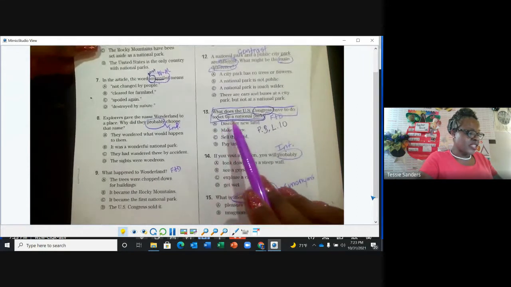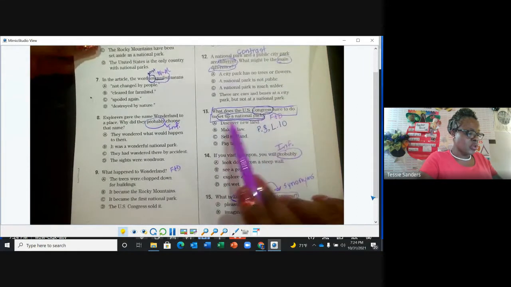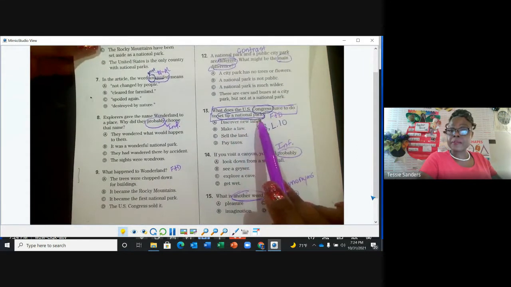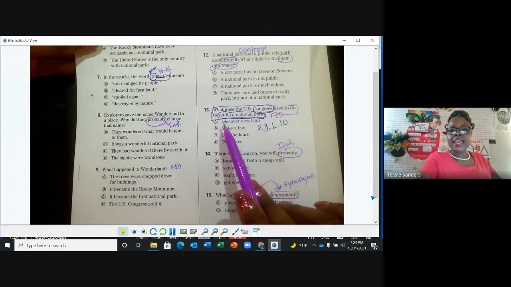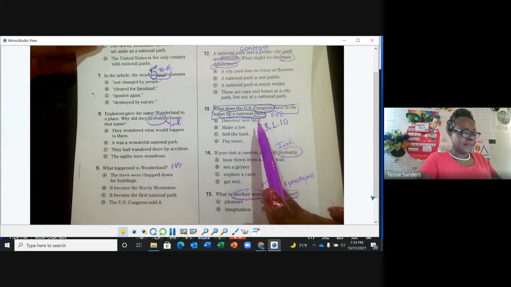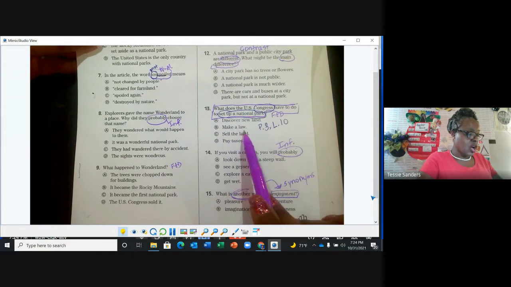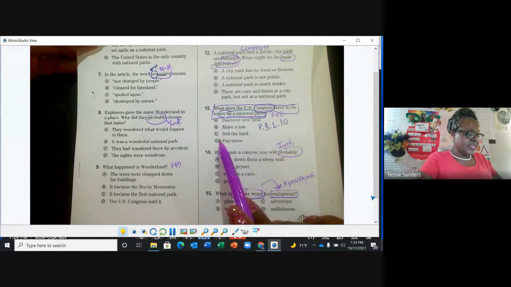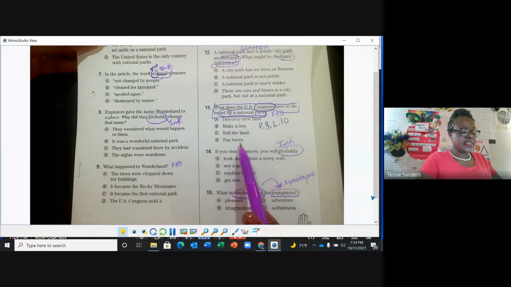13, what does the U.S. Congress have to do to set up a national park? A, discover new land. B, make a law. C, sell the land. D, pay taxes.